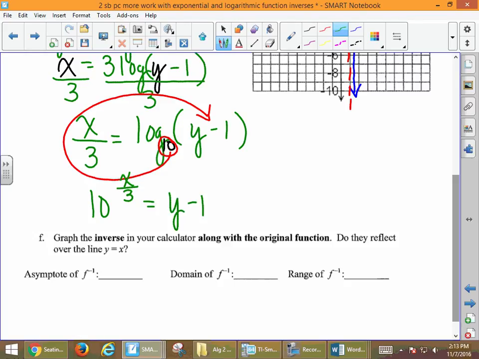And that equals y minus 1. 10, here's our exponent, the x over 3, equals our argument over here of the y minus 1. And what we're trying to do is solve for y. So we can finish by adding 1 to both sides. And we end up with 10 to the x over 3 plus 1 equals y. And that's our inverse.